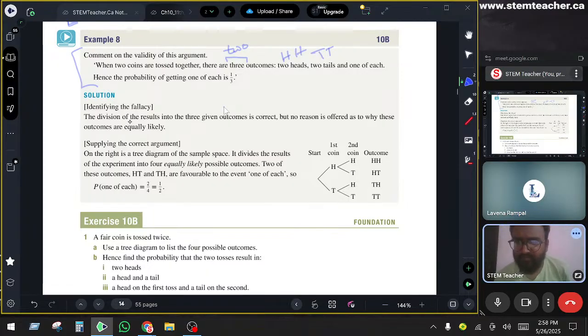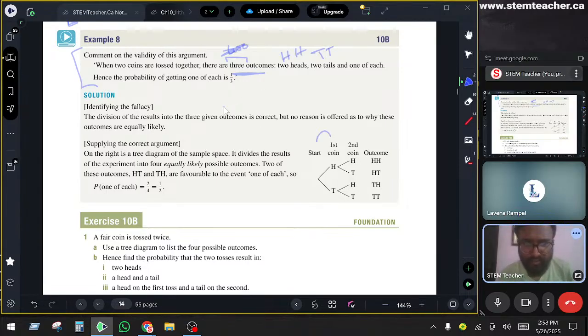Identifying the fallacy. He made it right only. The division of the result into three given outcomes is correct, but no reason is offered why these outcomes are equally likely. Applying the correct argument using the tree on the right. He is saying three outcomes, but it is not three results, it is outcomes.